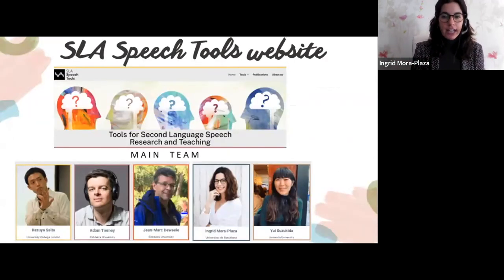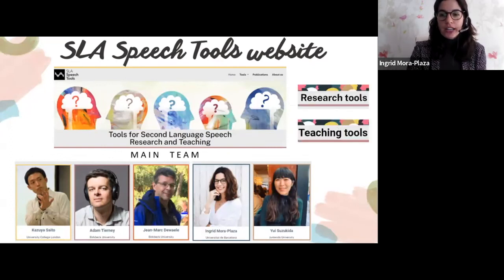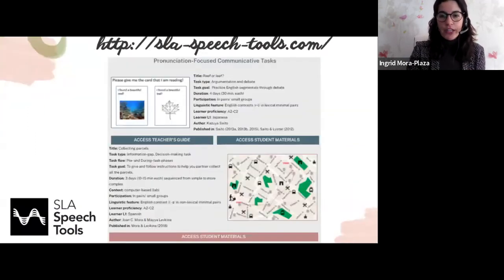And finally, Kazuya Saito and colleagues are developing an SLA speech tools website, which will contain plenty of research as well as teaching tools that have been validated for foreign language learning. So this website will be launched towards mid-end of February, and it is now under construction, but if you want, you can take a look and you will find many pronunciation focused communicative tasks. There is also some explicit instruction activities and also some TBPT tasks that are ready to be used in the classroom.